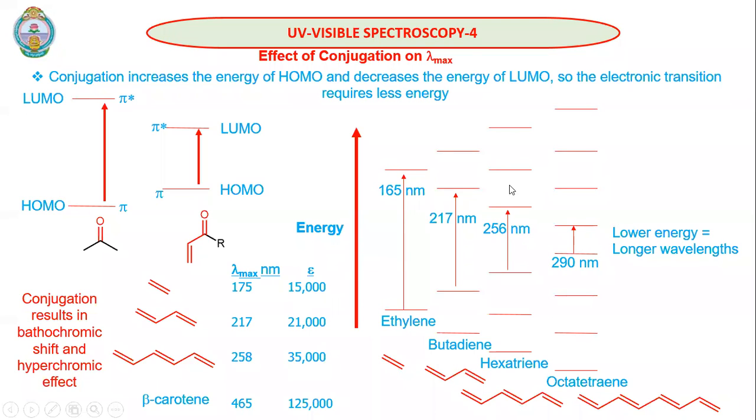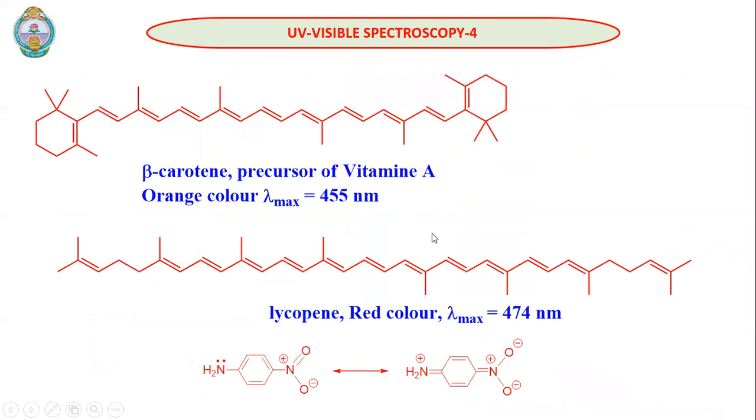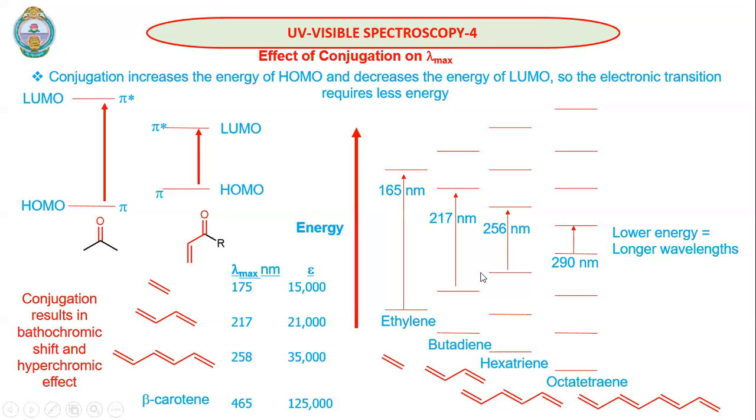Now we will look at the same argument in a different fashion. We will now consider the HOMO-LUMO of all these orbitals: ethylene, butadiene, hexatriene, and octatetraene. When we look at this, ethylene requires 165. Of course, there is a difference here. 175 it should be. Then for butadiene, it is 270 nanometers. For hexatriene, it is 256 nanometers. For octatetraene, it is 290 nanometers.